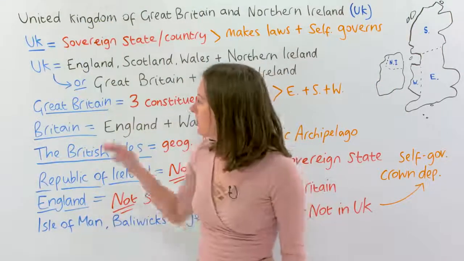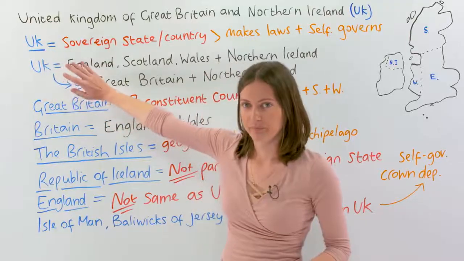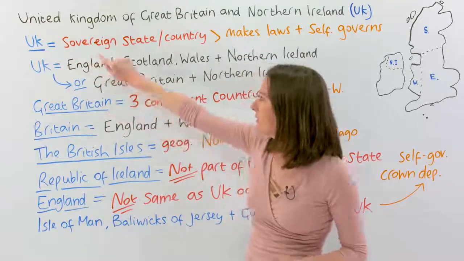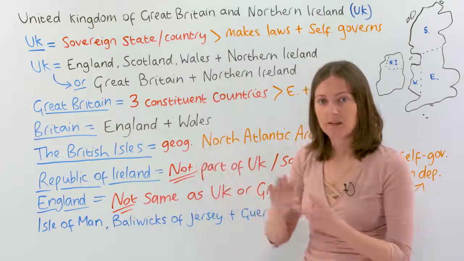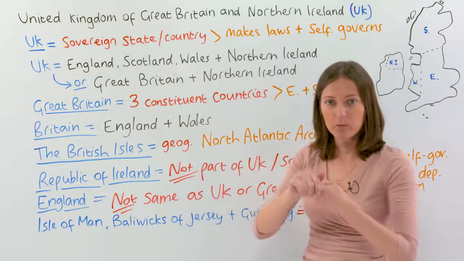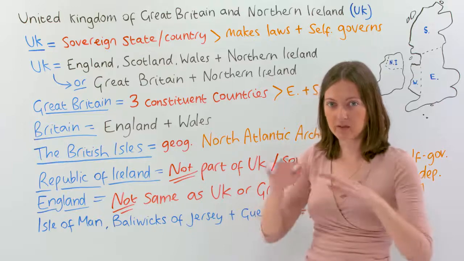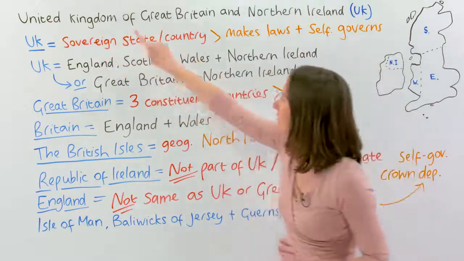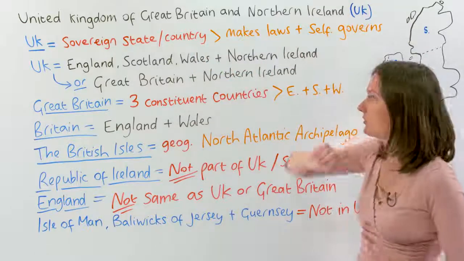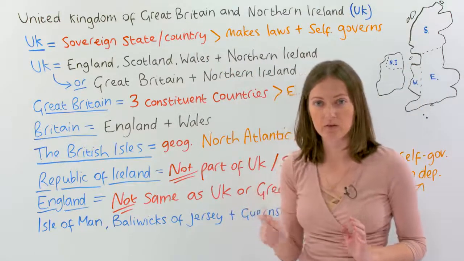So, the UK is a sovereign state, or we could say a sovereign country. This means that they make all their own laws and they govern themselves. So the UK is a sovereign state or a sovereign country.